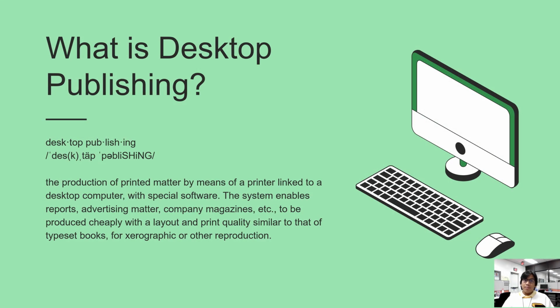So what is desktop publishing? According to Google Dictionary provided by Oxford Languages, desktop publishing is the production of printed matter by means of a printer linked to a desktop computer with special software. The system enables reports, advertising matter, company magazines, etc. to be produced cheaply with a layout and print quality similar to that of typeset books for xerographic or other reproduction.